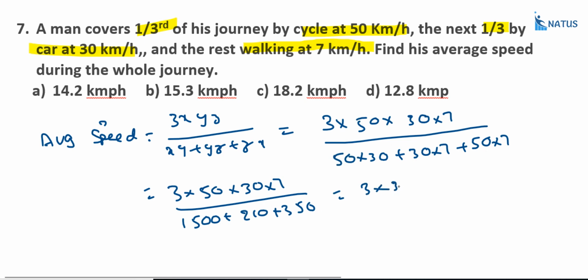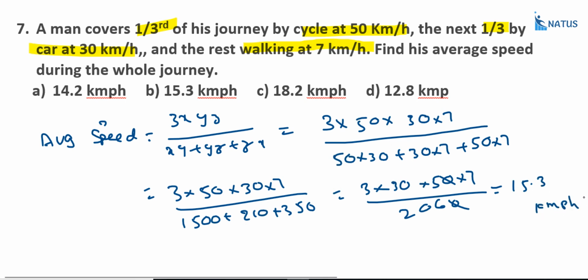So that is equal to 3 into 30 into 50 into 7 by the sum. 1500, 1850, 1860, 2060. The zeros get cancelled, and if you divide 3 into 30 into 7 by 206, this is approximately 15.3 kilometers per hour. Either you directly substitute these values, or another technique is also there.